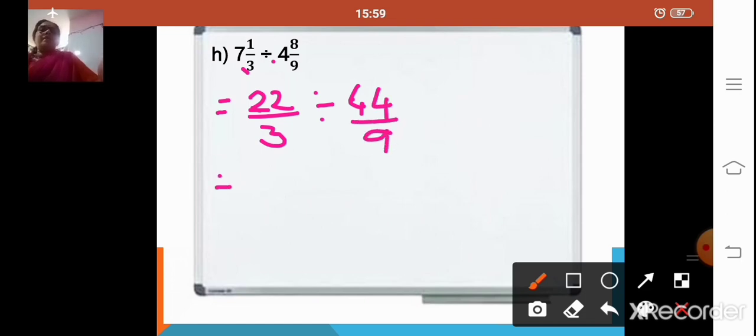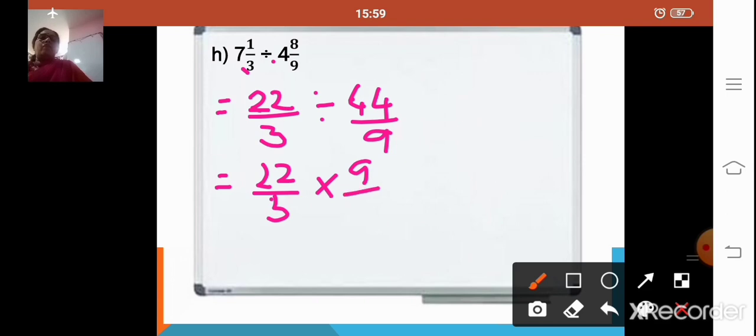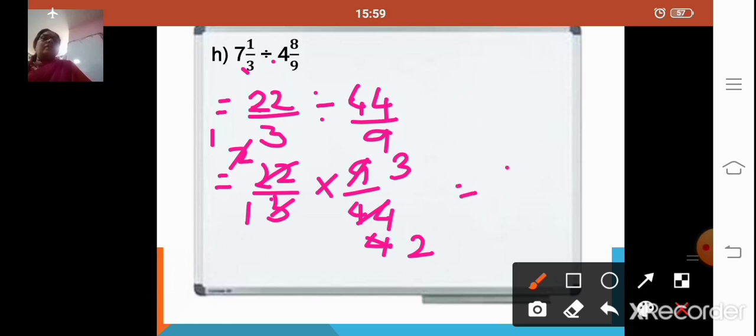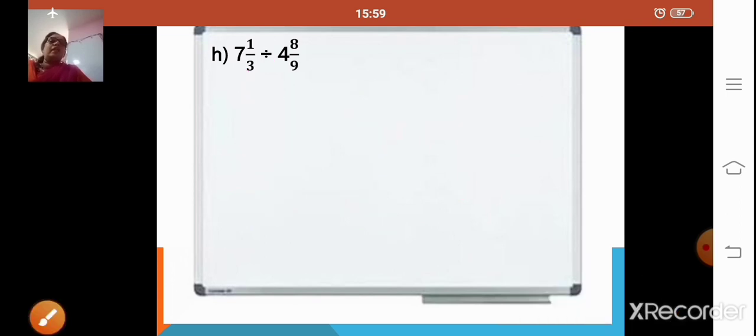Now the second step is to change the division sign to a multiplication sign while writing the reciprocal of the second fraction, that is 9 upon 44. 9 is divisible by 3, 3 3s are 9. 22 and 44 are divisible by 11, so 11 2s are 22, 11 4s are 44. Again 4 is divisible by 2, so 2 1s are 2 and 2 2s are 4. So your answer is 3 upon 2. Let us see the solution in the next slide.